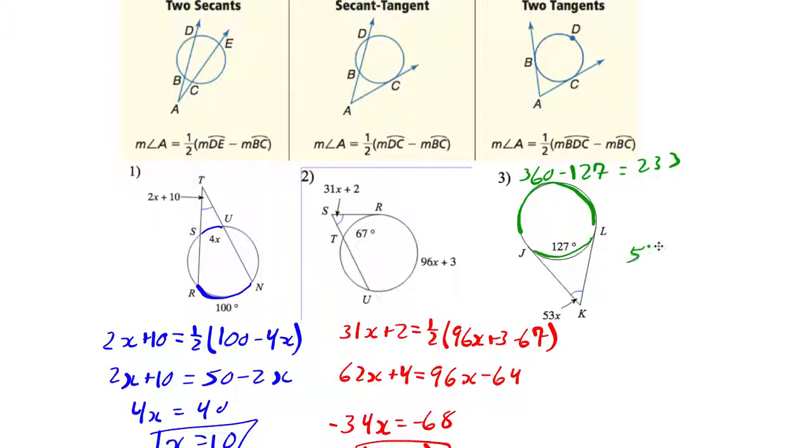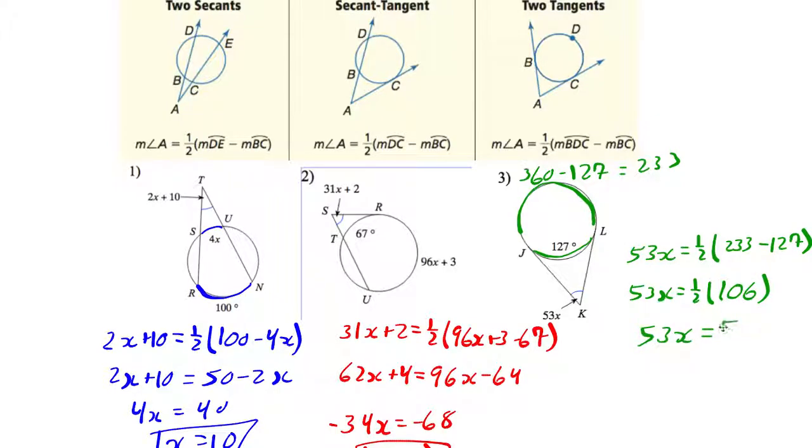So we're going to have 53x is equal to 1/2 of 233 minus 127, which is 106. Well, half of 106 is 53, so we get 53x is equal to 53, so x is equal to 1. So same sort of approach, same sort of process for all three of these problems.